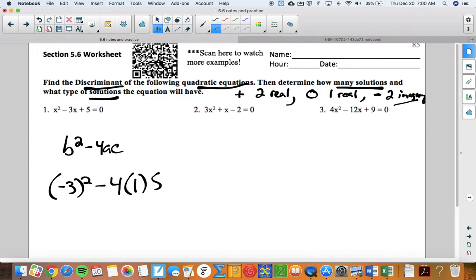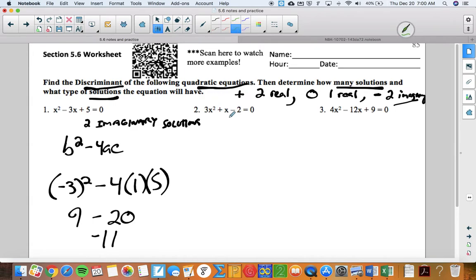1, c is 5. So we get 9 minus 20, which gives us negative 11. So we got a negative number. So there are two imaginary solutions.